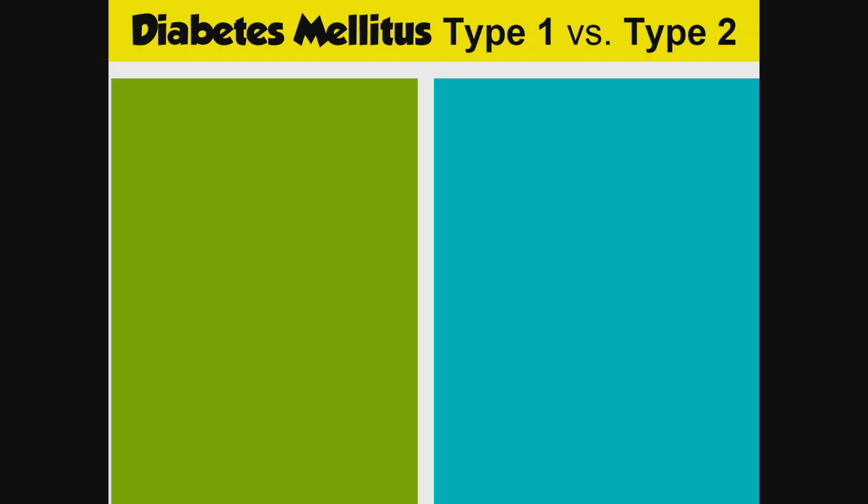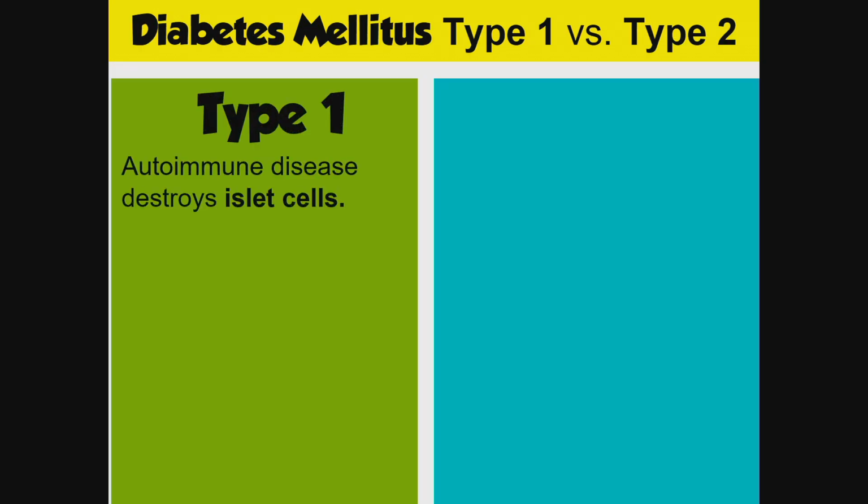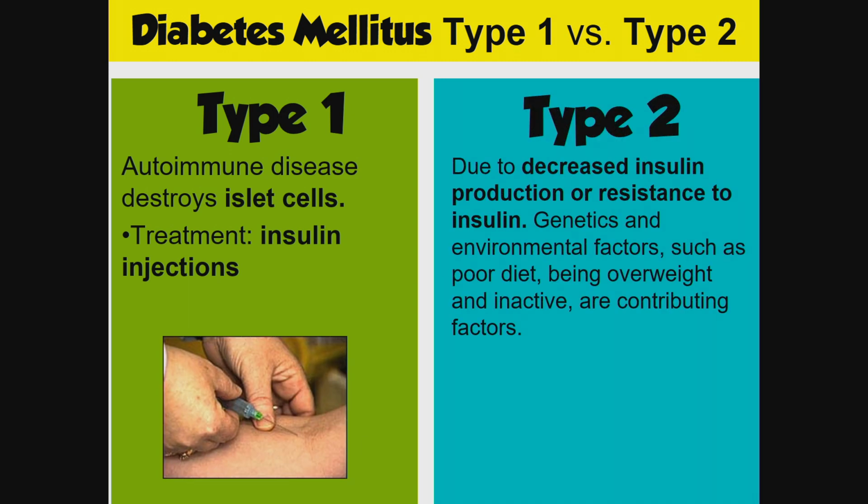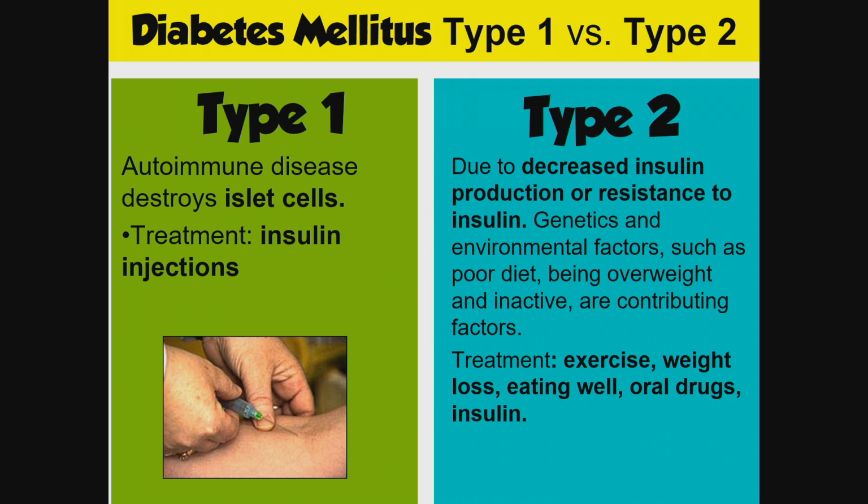There are two types of diabetes mellitus. Type 1 is an autoimmune disease that destroys the islet cells in the pancreas. The treatment is insulin injections. Type 2 is due to decreased insulin production or resistance to insulin. Genetics and environmental factors such as poor diet, being overweight, and being inactive are contributing factors. Treatment includes weight loss, exercise, eating well, oral drugs, and insulin.